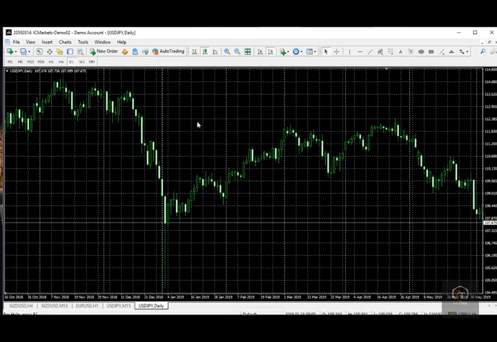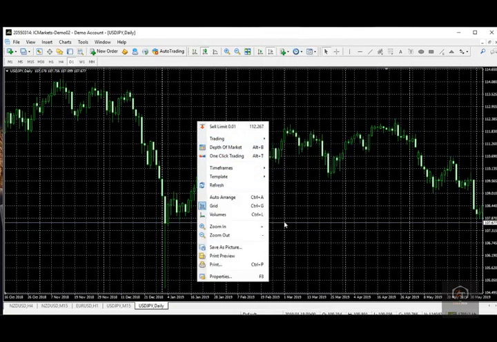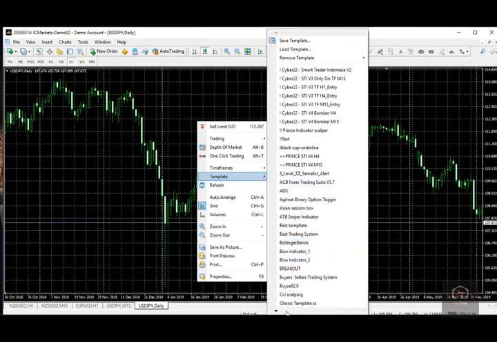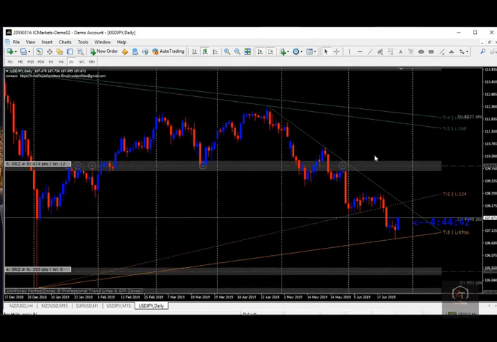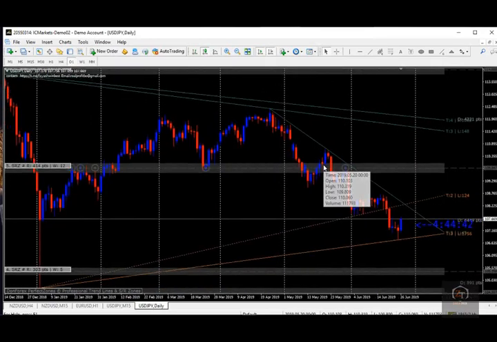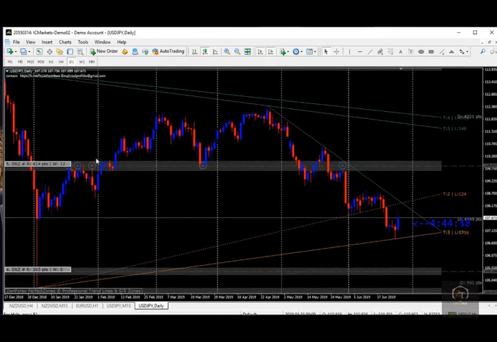First of all, I need to add the Forex Perfect Zone for you to see what I'm talking about. Yeah, that is it. Now that's the indicator here. That's one. And before I add other things, I will tell you more about this indicator.